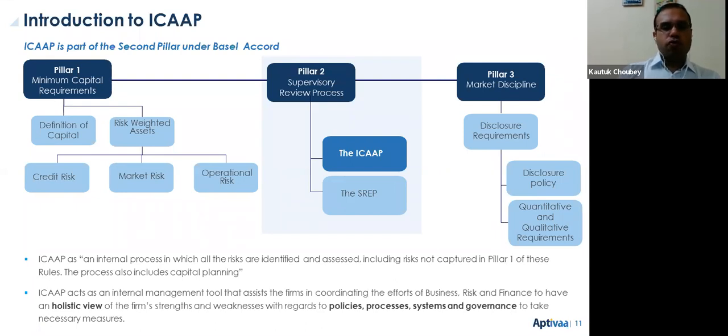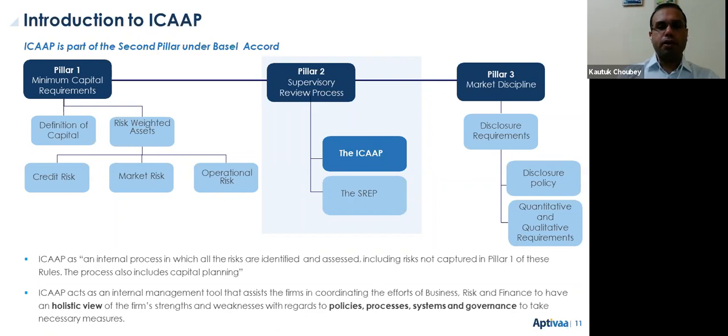So again, going back to a very basic definition of capital, in the Basel Accord, the basic spirit is that when an organization loses $100 of its lent money, the first hit should be taken by the bank's own money, which is nothing but the capital. So that's the buffer which the bank keeps, or the regulator makes banks or financial institutions keep.